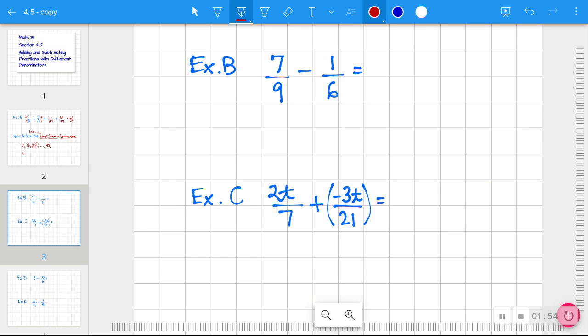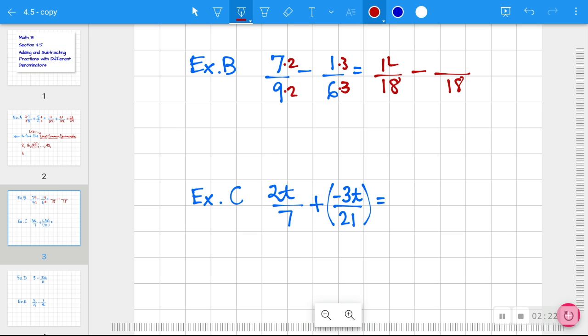Okay, let's get practice doing a few more of these. The multiples of 9 are 9. 6 doesn't go into 9. And then 18, and already we've got one that works. 6 does go into 18. So here's our goal. We want to get 18s down there. So multiply this one by 3 to get it to turn into 18, and this one by 2 to get it to turn into 18.